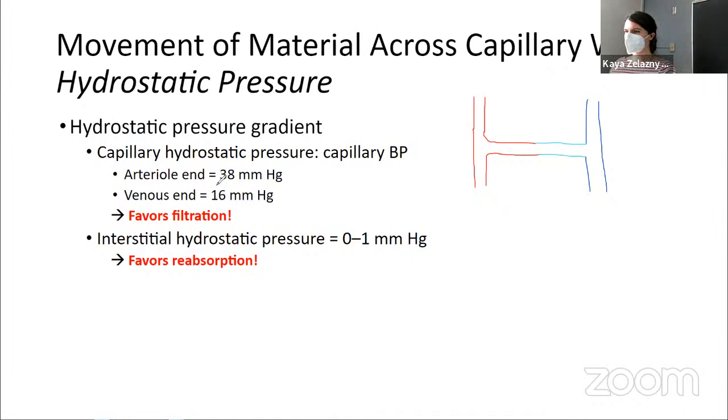So at the arterial end, so here, say, inside the capillary, we have a hydrostatic pressure of 38 millimeters of mercury. I would say pressure of the capillary. That's how we're going to indicate hydrostatic pressure, with this P, equal to 38. But by the time we get to the venous end, we're going to be down to 16.